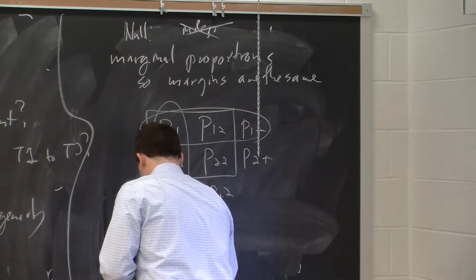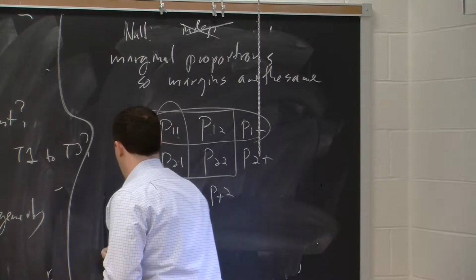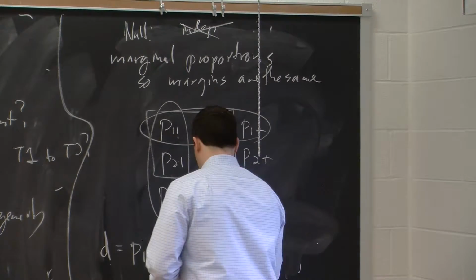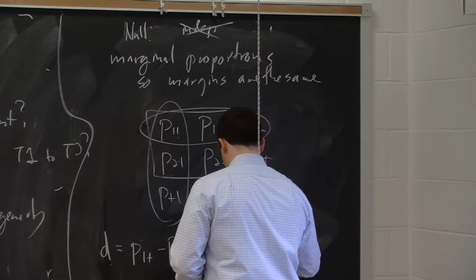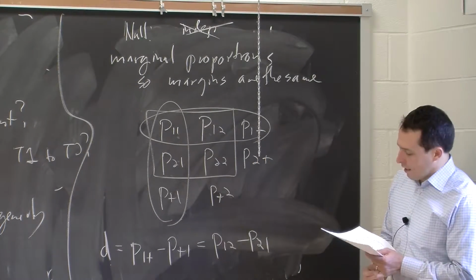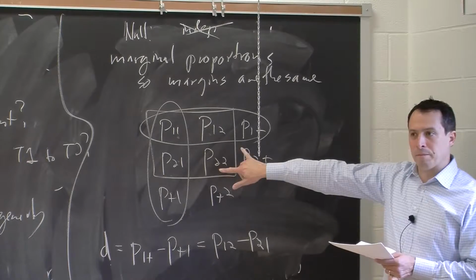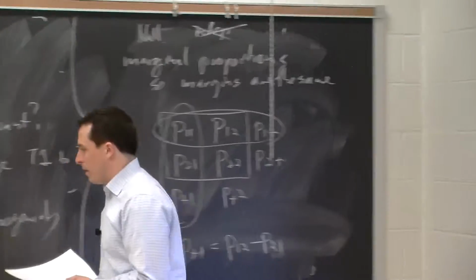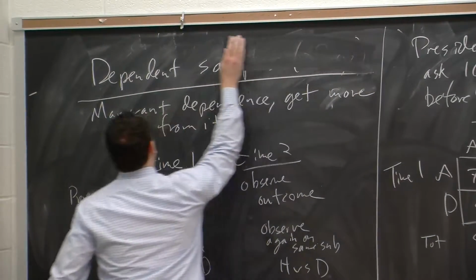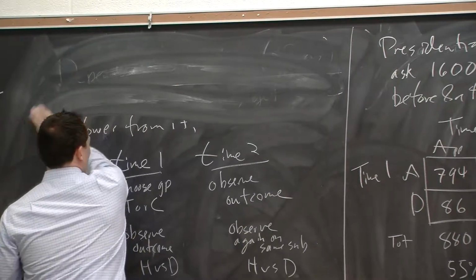So P1+ minus P+1, the difference of proportions, is just equal to P12 minus P21. So what we're asking really is, are these off-diagonal elements the same? Another way of phrasing it. So this is sort of special to 2 by 2 tables, right? If I have bigger tables, those two things won't be the same. I'll say more about that in a second.